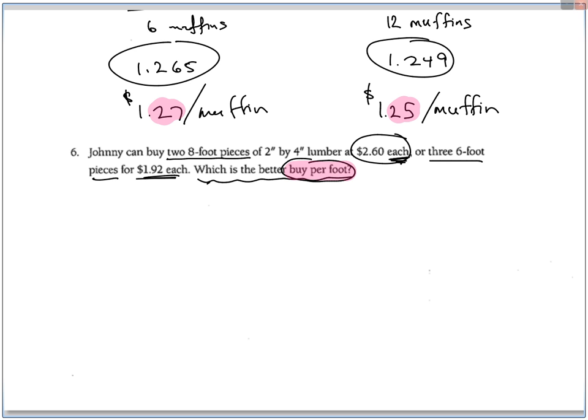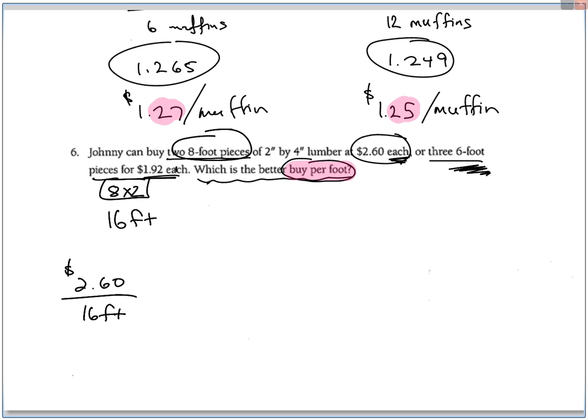And we need to figure out how much this guy's getting. So he has 2 8-foot pieces right here. So that's 16 feet. Okay? 8 times 2. 2 pieces, and they're 8 feet each. And that costs him $2.60. So $2.60 for 16 feet of the lumber. Then the other one over here is 6-foot pieces, and he's got 3 of them. So 3 times 6, 18 feet, and that cost him $1.92 each.